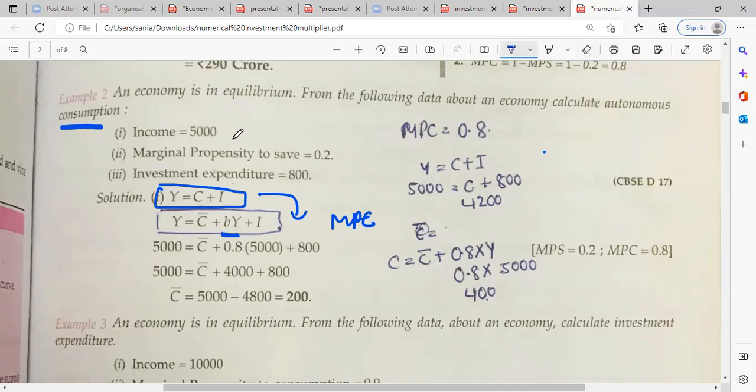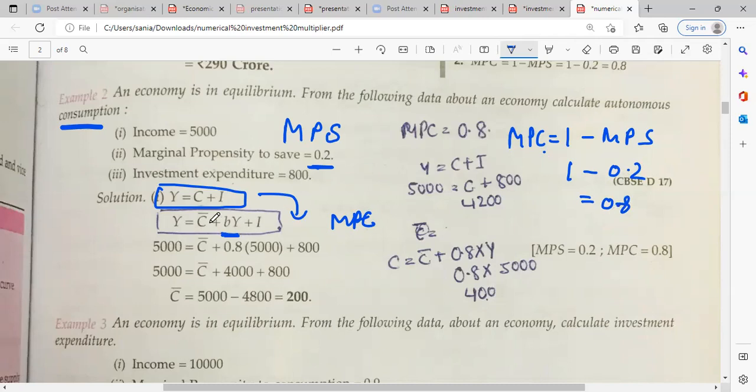And the other thing is, income is given, marginal propensity to save is given, MPS, which is 0.2. You can find out MPC. It is 1 minus MPS. So 1 minus 0.2, you get 0.8. This is the formula: MPC equals 1 minus MPS. Income is 5,000. C bar, you have to find out. This b is your MPC, so MPC is 0.8 and Y is your income, which you already know, 5,000. You will put the values, multiply them, you will get 4,000 plus C bar, and you will get C bar equals 200. Clear? Yes, ma'am. Okay, so you can quickly write it down.